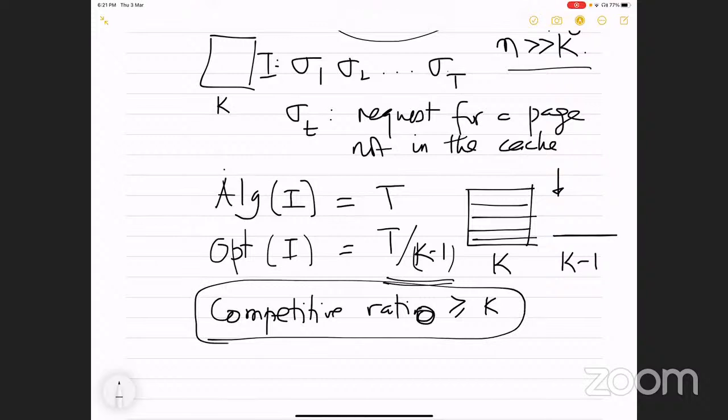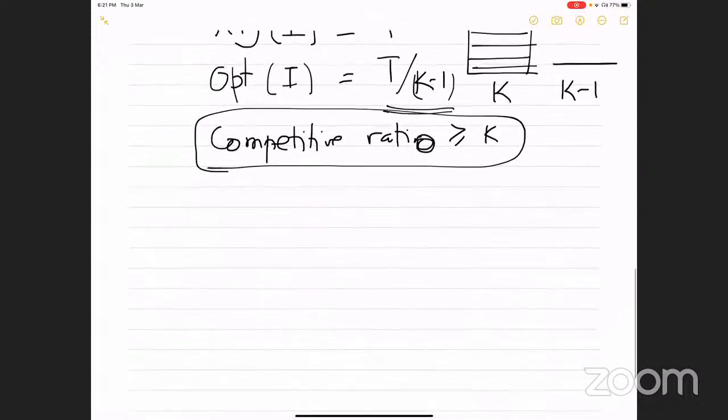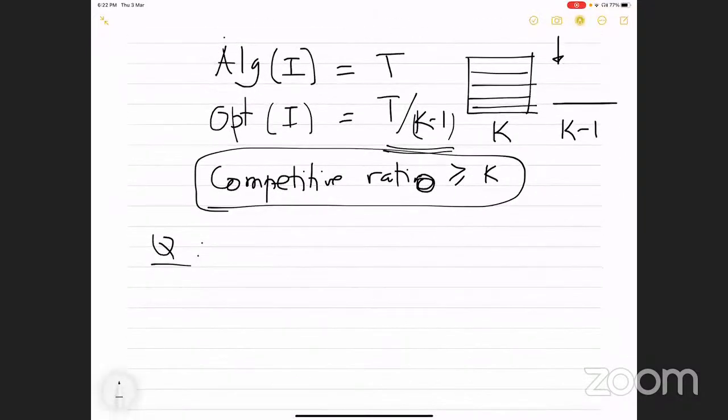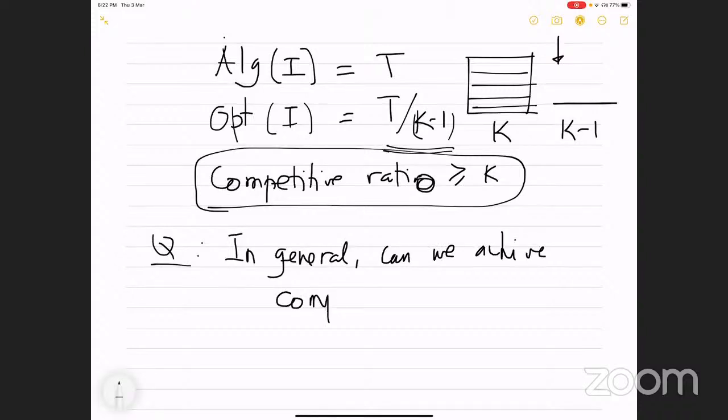Great. So now several questions arise. One question is: is there an algorithm whose competitive ratio is at most k, no matter what n is? In this particular case, n was exactly equal to k plus one. But in general, can we achieve a competitive ratio of at most k? So that's the first question.